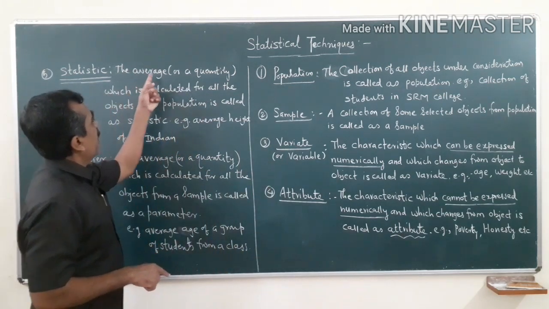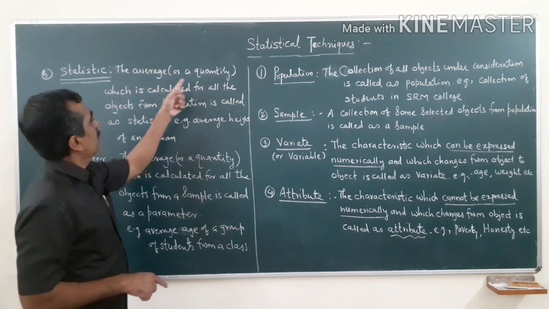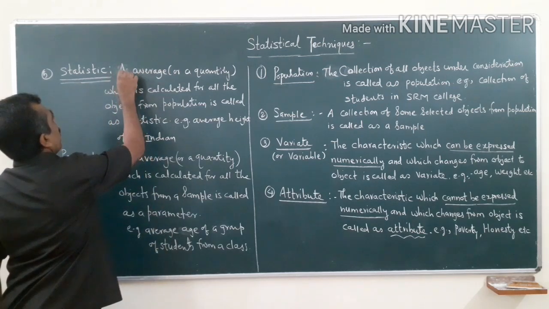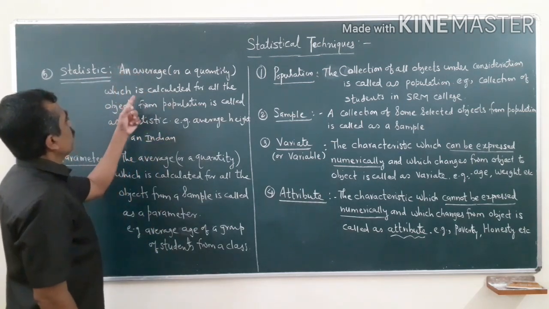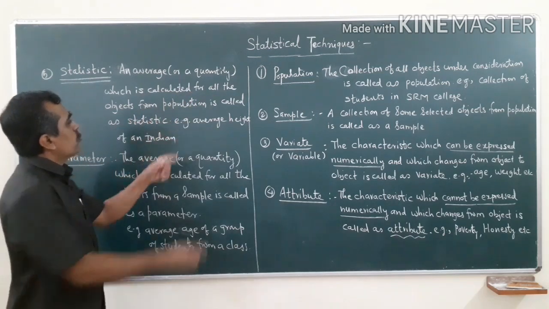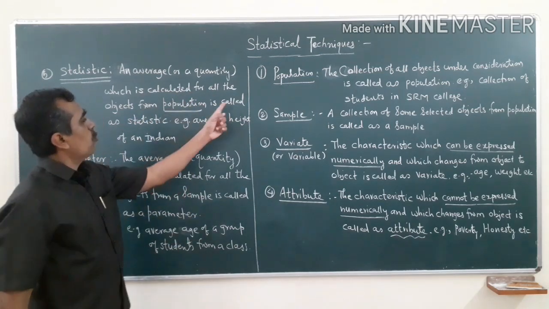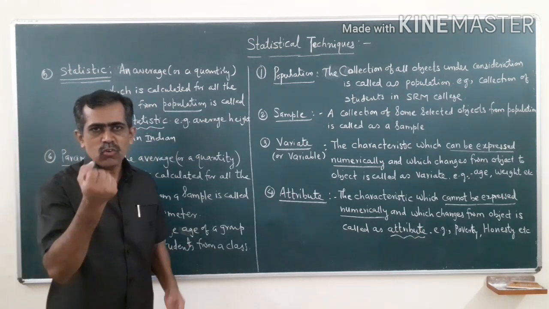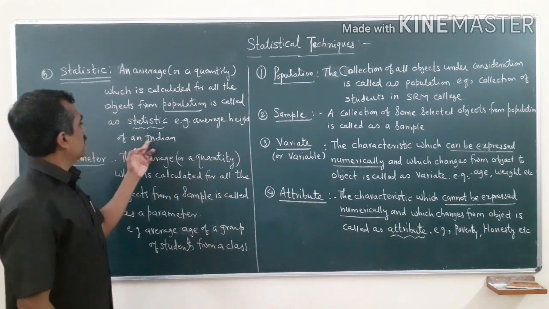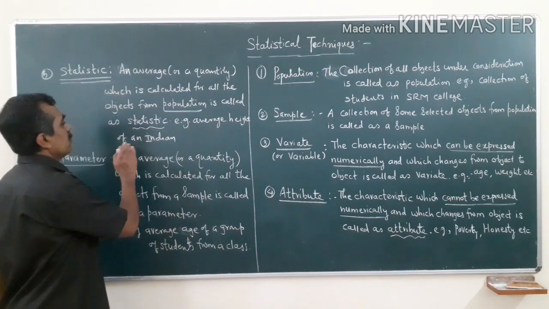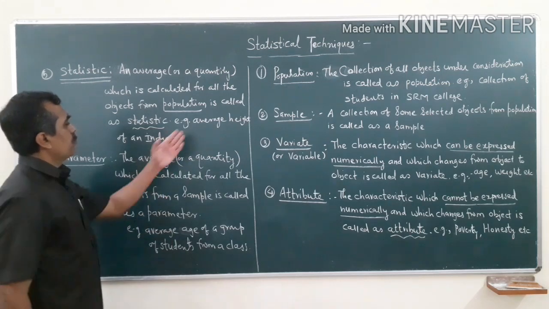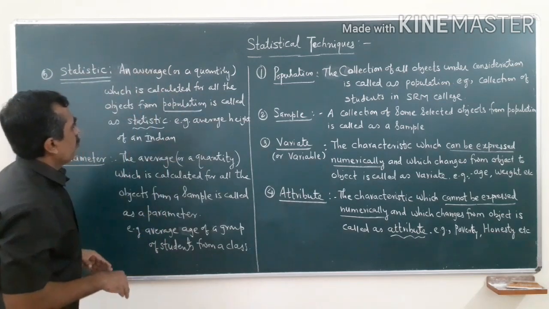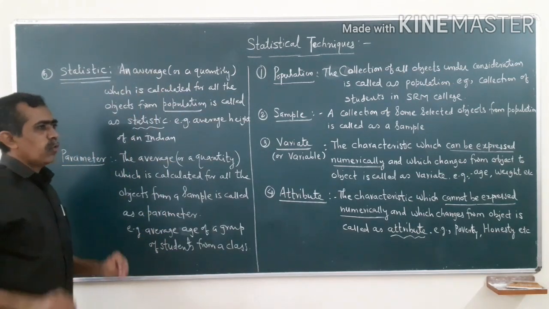So an average or a quantity which is calculated for all the objects from the population is called as a statistic. Such an average is called as statistic. For example, average height of an Indian. So that height is calculated for all the elements from the population.